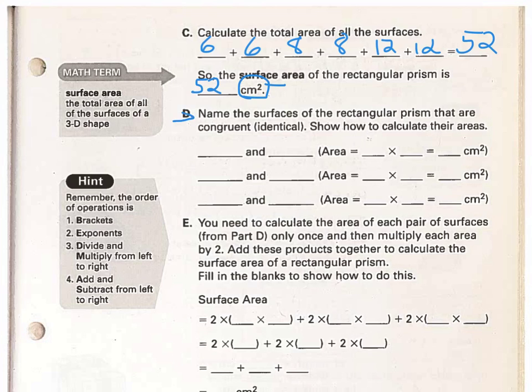Now, let's name all the surfaces of the rectangular prism that are congruent, identical. The top and the bottom. It was 2 times 3 is 6. Then we had the front and the back, which was 3 times 4. We also had the sides, which was 2 times 4. It equaled 8.